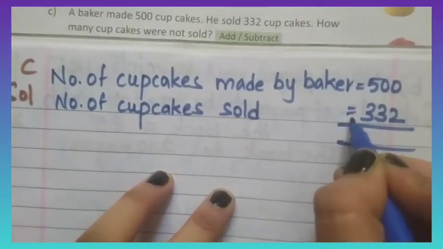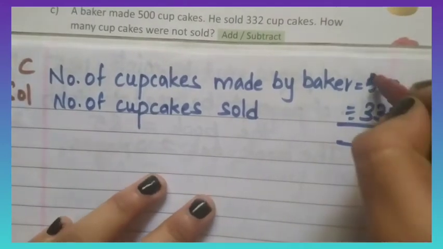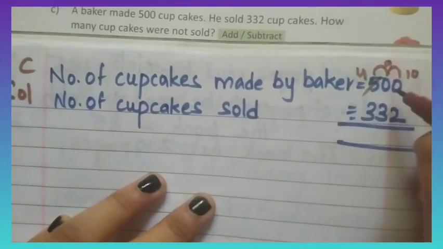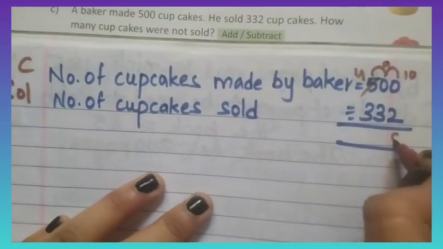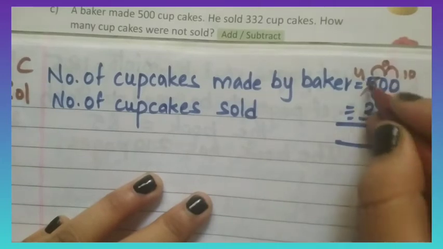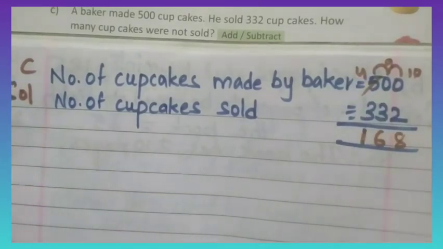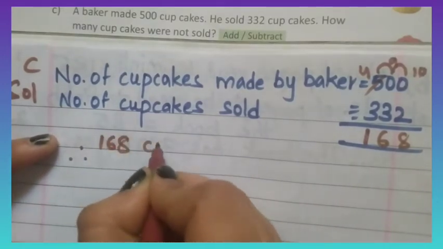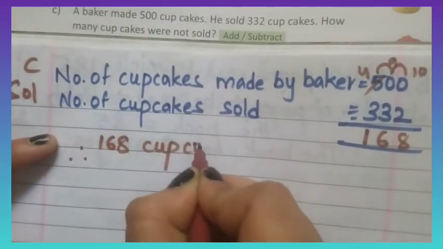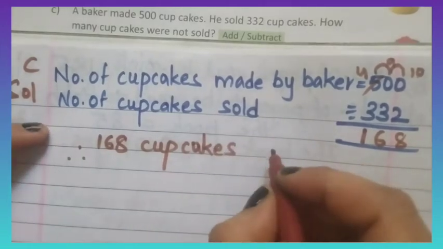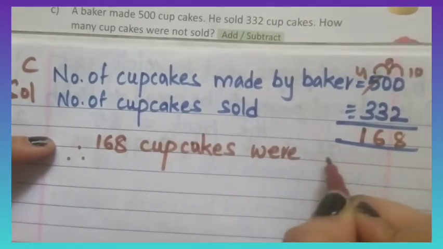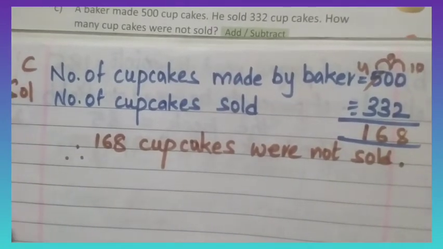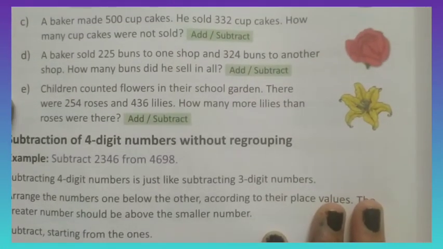Now do subtraction. Okay, borrows, it will be 10, 9, it will be 4. Okay, 10 minus 2, 8. 9 minus 3, 6. 4 minus 3, 1. Therefore 168 cupcakes were not sold. This is C answer.